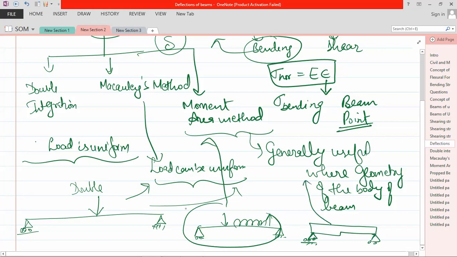So there are a few things that you need to remember. The double integration method is good for simple problems, and for other problems it is tedious. Then Macaulay's method is good for problems with uniform beams and for any types of load. And the moment area method is good for even these problems also; you can solve them with the moment area method. But you need to know the area, because here the area concept comes in. So you need to know the area of any shape. So I am going with it. First, the double integration method.